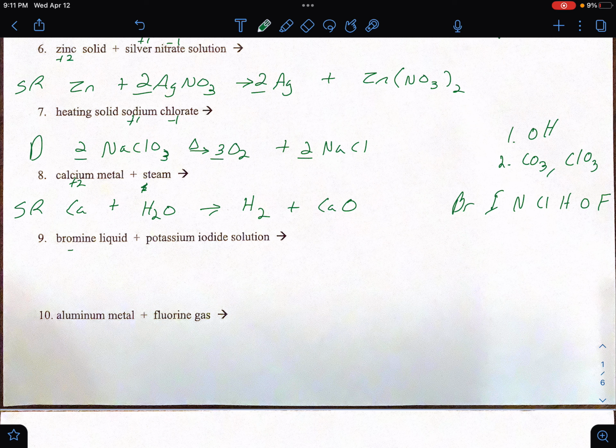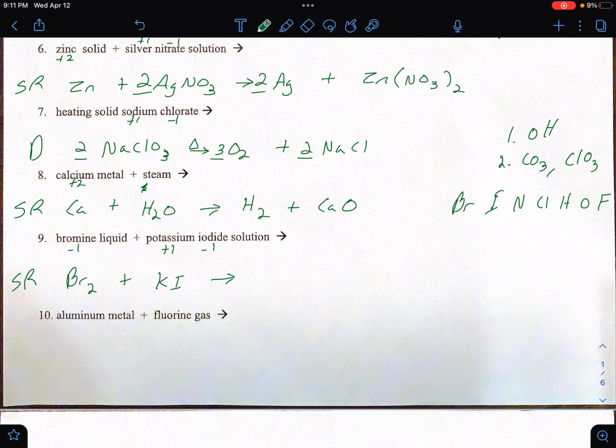Bromine liquid. So bromine's a -1. Remember, bromine is a part of Brinkelhoff. So that is Br2. And potassium iodide. Potassium's a +1. Iodine's a -1. So this would just be KI. Now, you've got bromine off by itself. Okay, so this is going to be a single replacement.